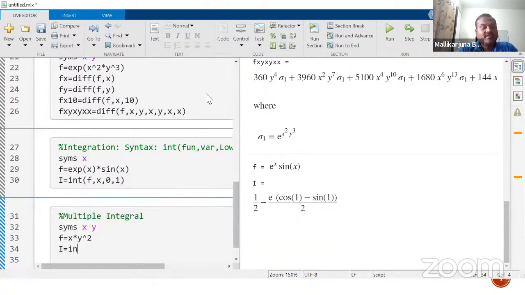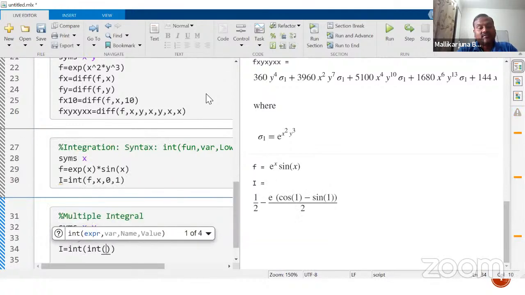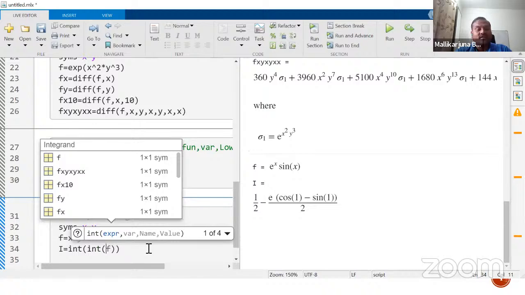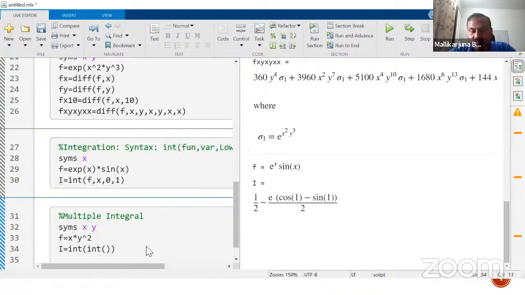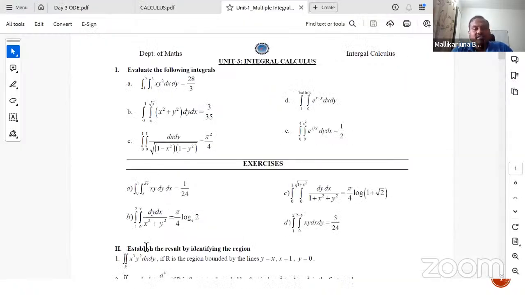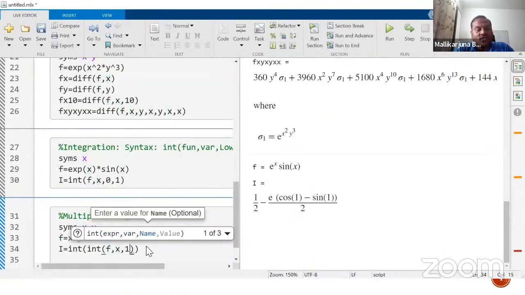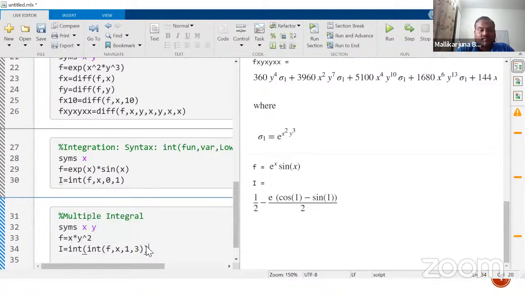Now the integration, twice we need to integrate. You just observe carefully here. First inside integration. I'm typing first inside integration. So inside integration is with respect to x, limits are 1 to 3. So you can observe here, this is the integration with respect to x.